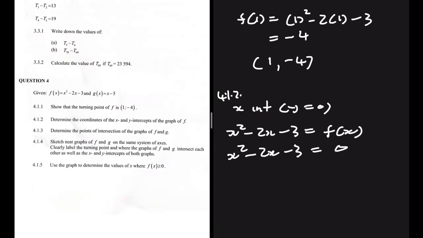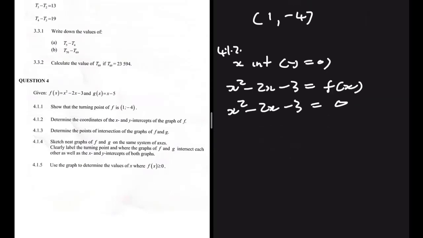We can simply factorize at this point. We can open 2 brackets equal to 0. We have x there and we have x there. And now the question I'm asking myself is, which two numbers do I multiply to get minus 3, and when I add them, I get minus 2? That is minus 3 and plus 1. So x minus 3, x plus 1.